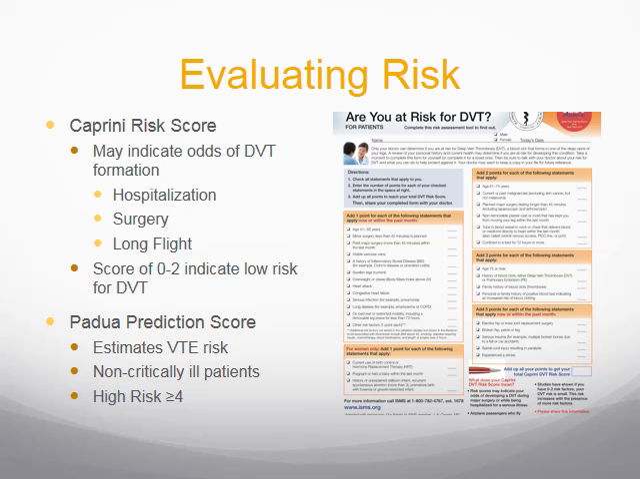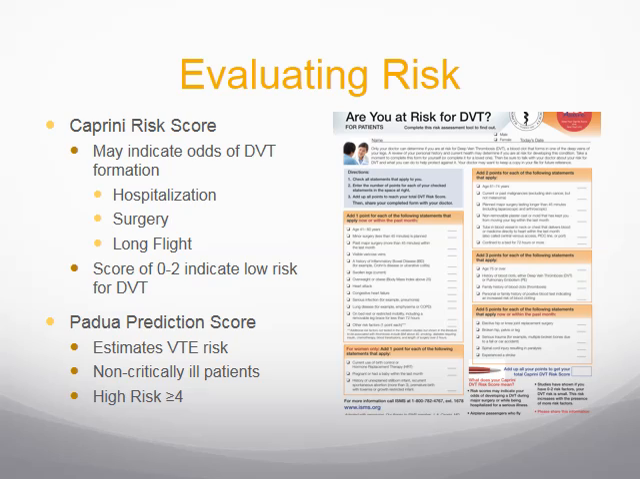So, evaluating the risk of a DVT. There are two scoring factors that I found: the Caprini score and the Padua score. Really, both of these are more for general hospitalized patients. The Caprini risk score is more for general surgery patients, while the Padua score is for your non-critically ill patients in the hospital. But I wanted to include both of these so you can get a sense of who's at risk for a DVT.